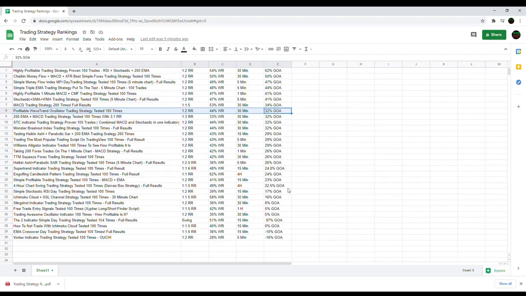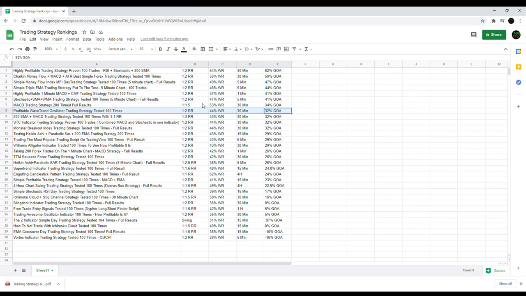All right, so here's where it falls on the spreadsheet compared to all the other strategies and indicators. At 32% gain on account, it actually is right next to the MACD strategy, just below it and just above it. So it's essentially the same thing. You're going to get very similar results, and it doesn't really matter which one you choose. It's just personal preference, and you're going to need to go in and optimize it.